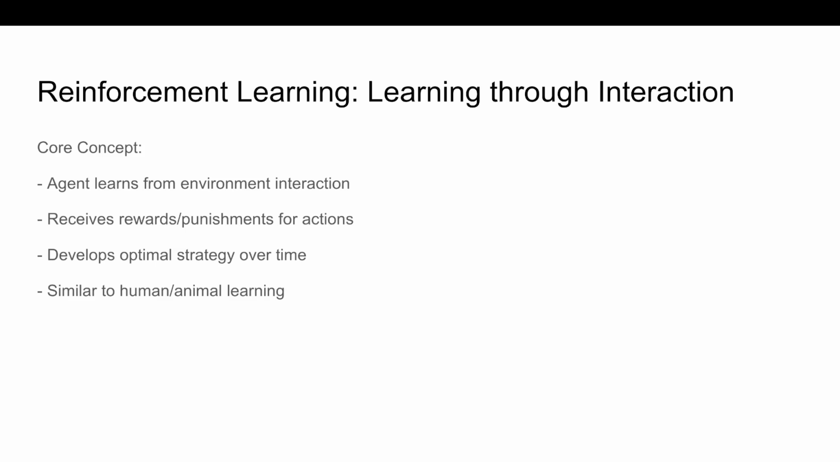Let's consider a more technical example, training an AI agent to play a game like chess or Go. The environment is the game board, the agent's actions are the moves it makes, and the reward is based on whether the agent wins, loses, or draws the game. The agent starts off making random moves, but as it plays more games and receives feedback, it gradually learns to make better moves that increase its chances of winning.